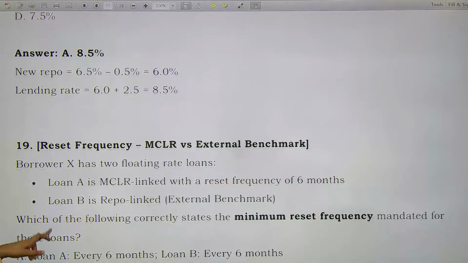Now, borrower X has two floating rate loans. Loan A is MCLR linked with reset frequency of 6 months.